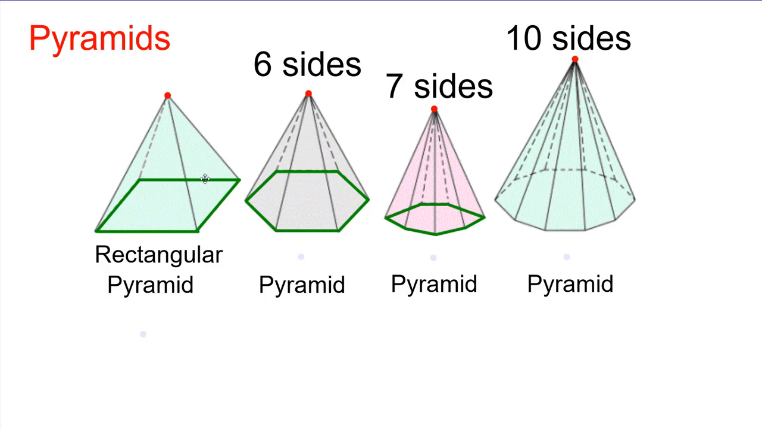If I raise this up here, I could draw a prism right above it, but it doesn't go to another congruent rectangle. It goes to a single point. So this would be considered a pyramid.